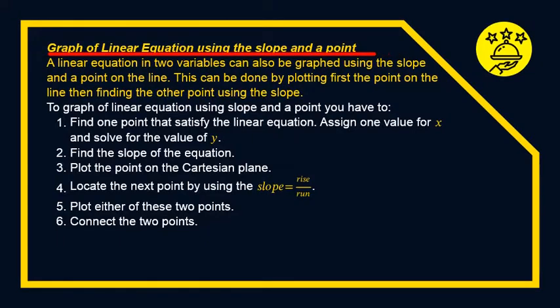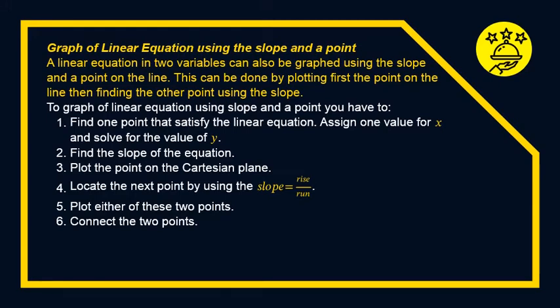Graph of a linear equation using the slope and the point. A linear equation in 2 variables can also be graphed using the slope and a point on the line. This can be done by plotting first the point on the line, then finding the other point using the slope. To graph a linear equation using slope and a point, you have to do the following steps. First, find a point that satisfies the linear equation. Assign a value for x and solve for the value of y.